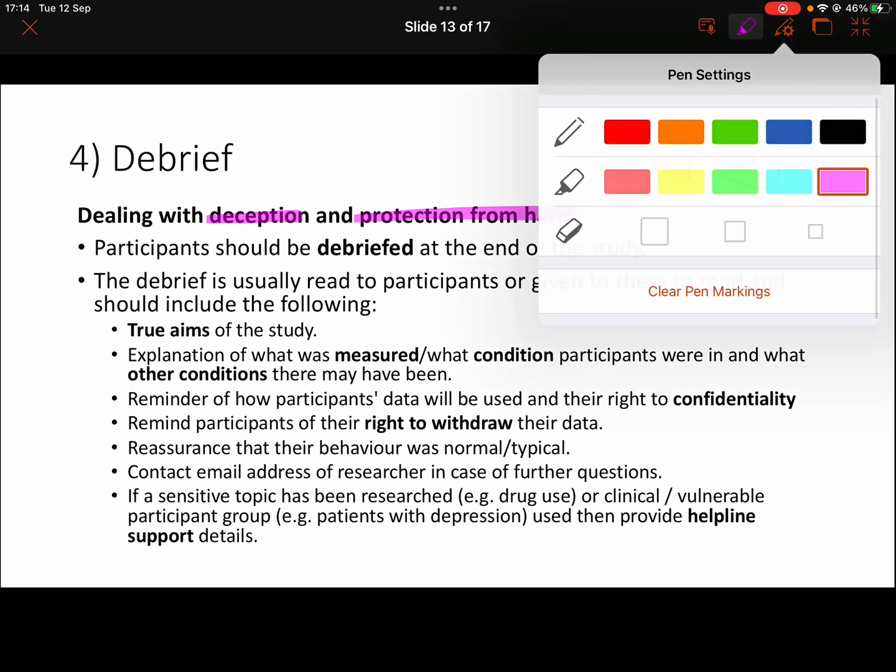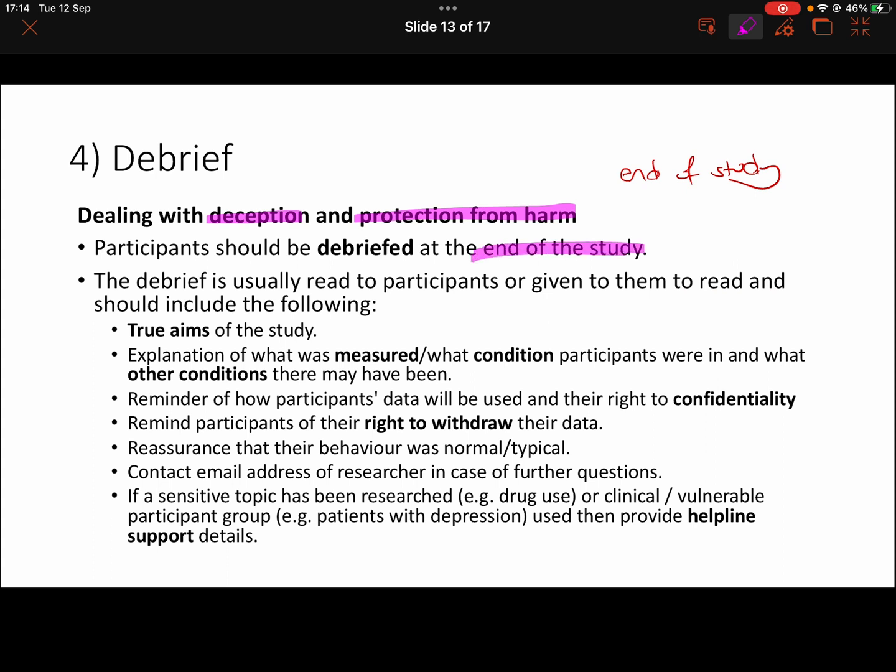I've got it written there. It happens at the end of the study. So informed consent happens at the beginning, before the study takes place. Debriefing happens afterwards. What happens during the debrief?